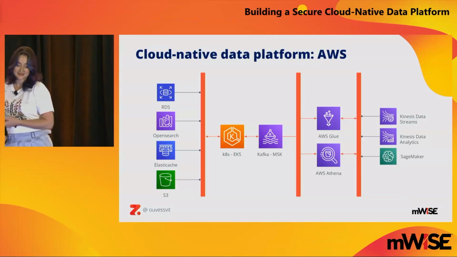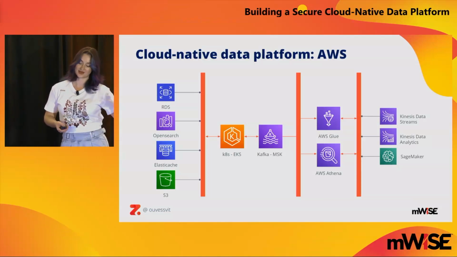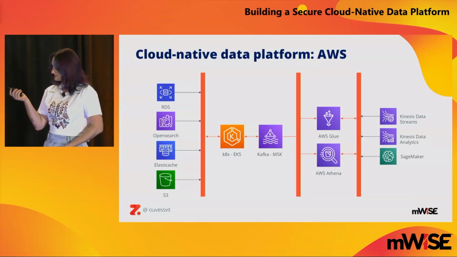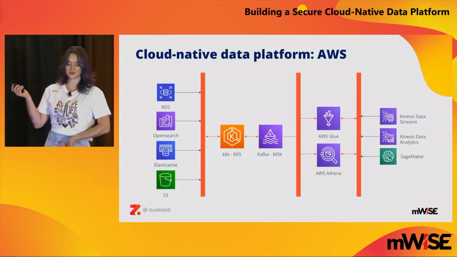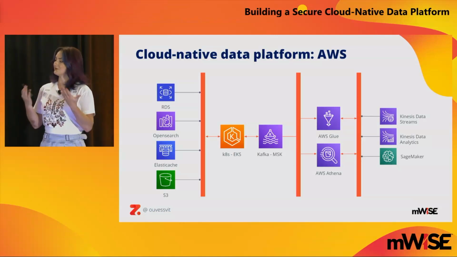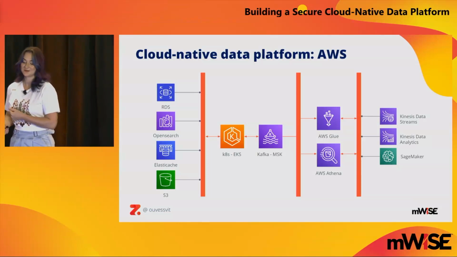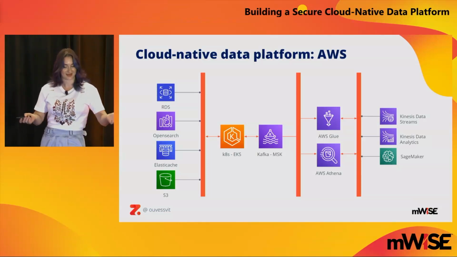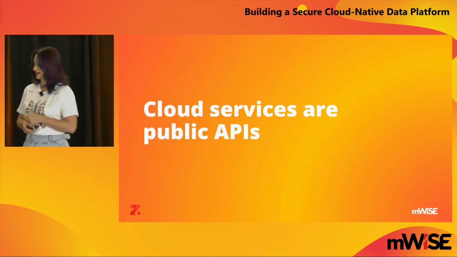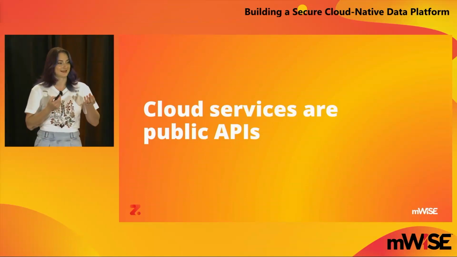You've got SQL in RDS, OpenSearch for search, some cache in Elasticache, some blob storage in S3, your containers are on Kubernetes, they communicate over, maybe this time you did decide to use full-on Kafka, so you use MSK, managed Kafka from AWS. You plug in analytics, you use AWS Glue and Athena. Your pipelines are in Kinesis, and your large language models are being trained in SageMaker. Cool, awesome. But all of those services are public APIs. Each cloud service is a publicly accessible API.